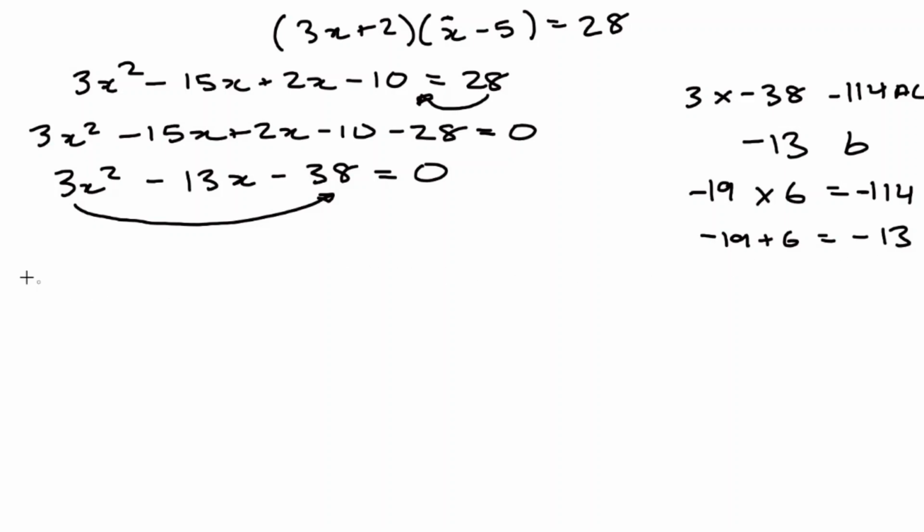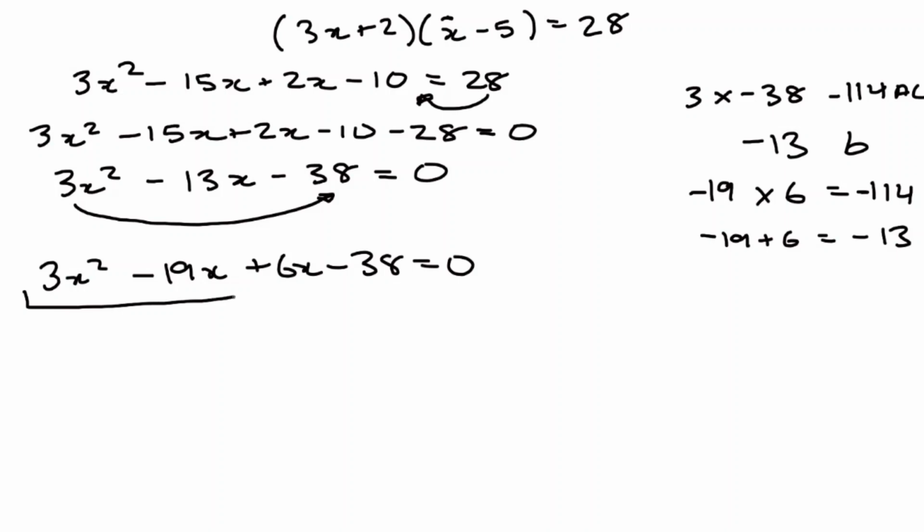Right, so we can now simplify this into that form: 3x squared minus 19x plus 6x minus 38, which is equal to 0. And then we can start grouping these. Straight away, there's one problem here. We've got a prime number, which is 19, so no number is going to go into 19. The only thing that's common on this side is the x. So we have x(3x minus 19).